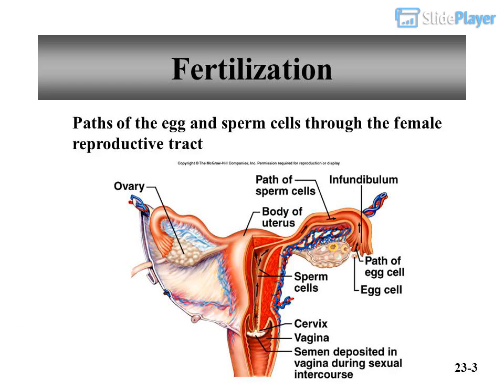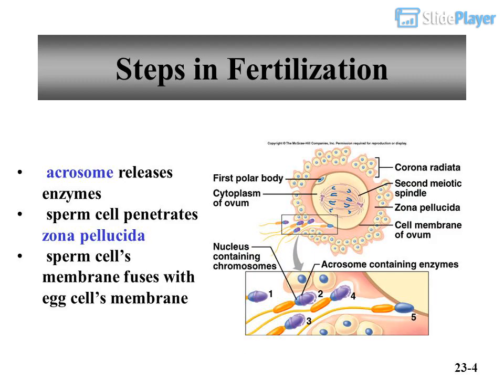23-2. Fertilization. Paths of the egg and sperm cells through the female reproductive tract. 23-3. Steps in fertilization. The acrosome releases enzymes. The sperm cell penetrates the zona pellucida. The sperm cell's membrane fuses with the egg cell's membrane.